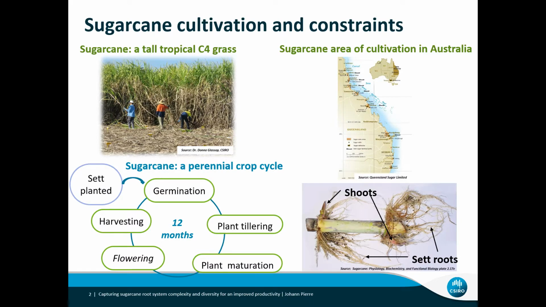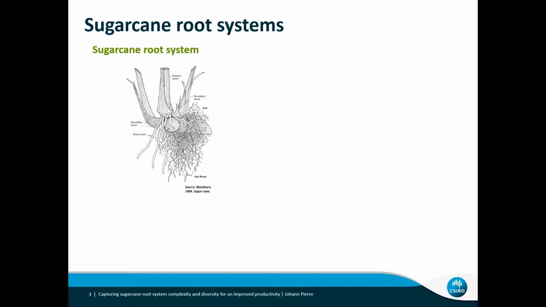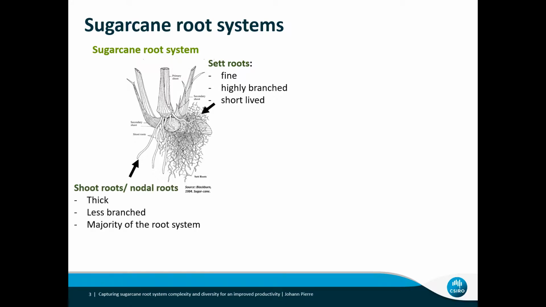So, as I mentioned before, when the set germinates, the first root to appear will be the set roots. They are fine, highly branched, but short-lived, and they are only there to sustain the first few weeks of bud germination and elongation. The second type of roots are the shoot roots, and they are thick, less branched, and they're making up the majority of the root system. And one thing to notice is that each stalks or tillers will have its own set of nodal roots.